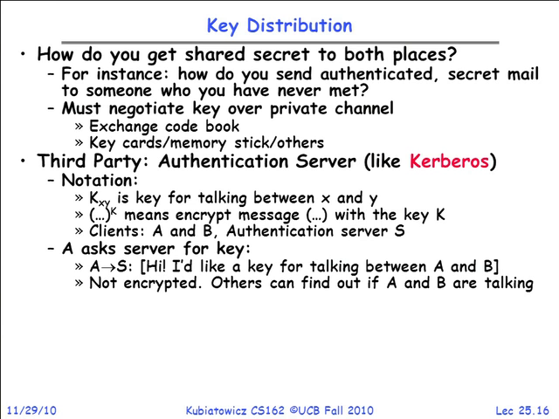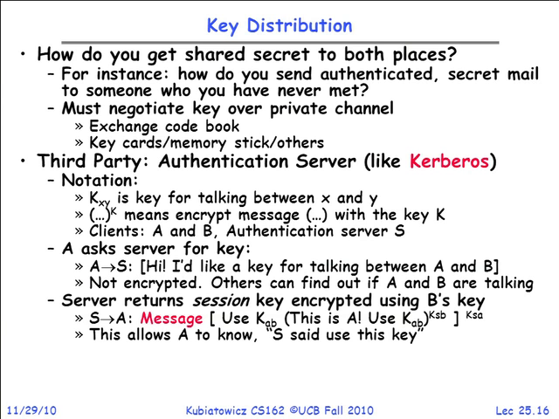Okay. So what happens is the server returns the session key encrypted using B's key. Notice the server makes up a random number, k sub AB, which is now what's going to be used to encrypt messages between A and B.